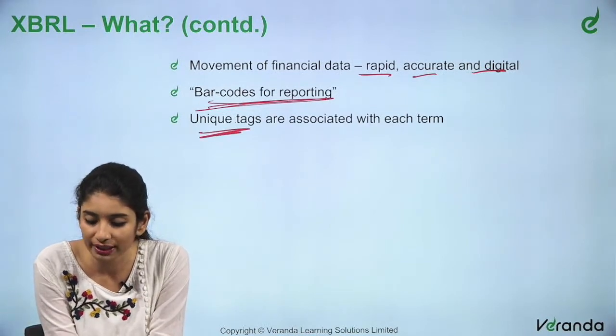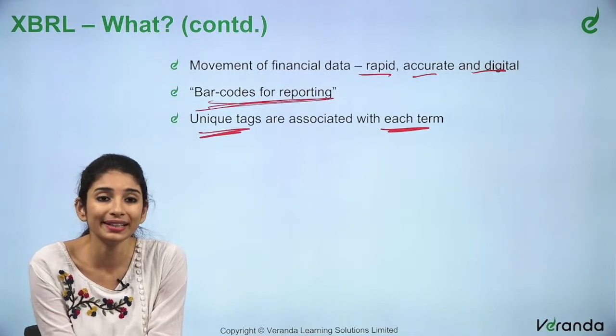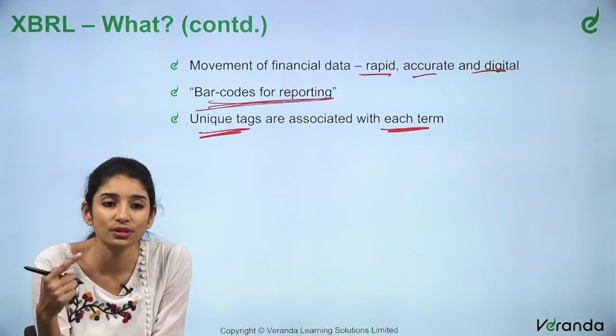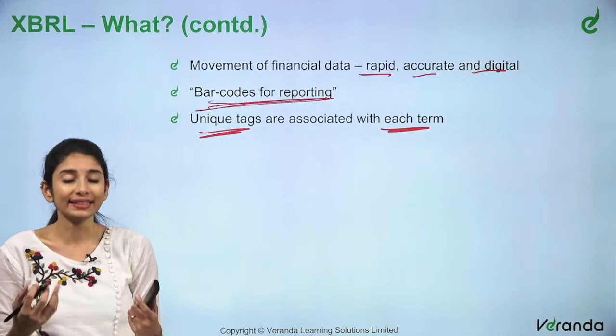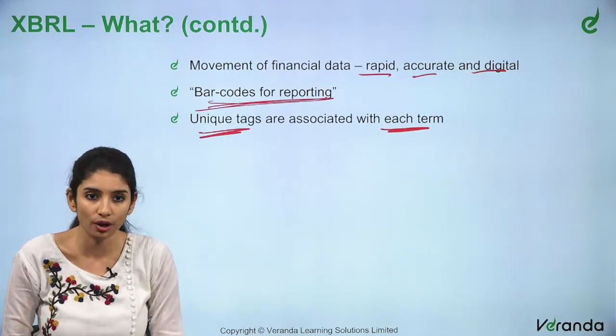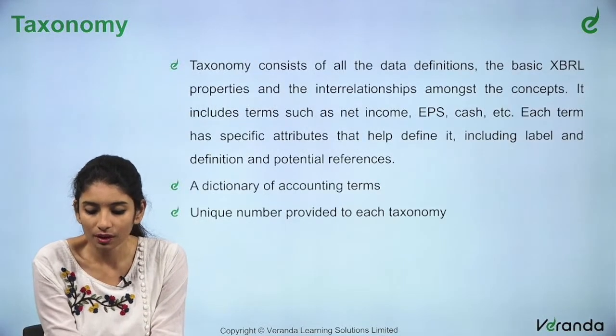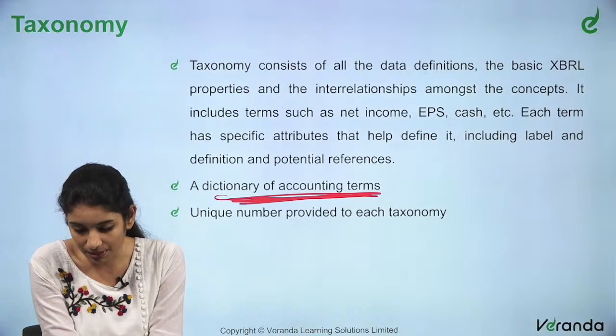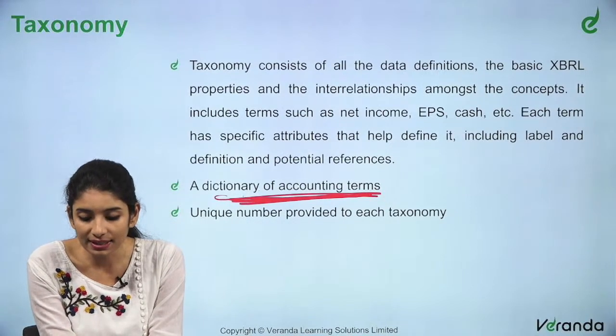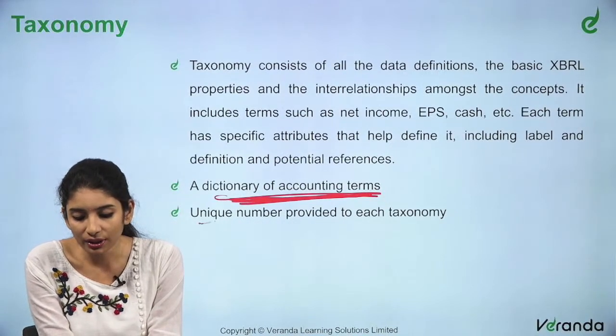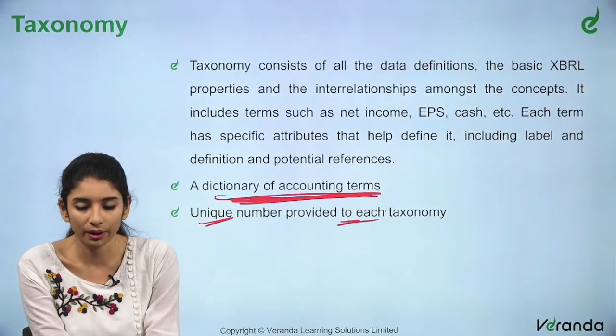Unique tags are associated with each term, like how SKUs are given for each inventory item. Clear? Now what is a taxonomy? It is a dictionary of words, a dictionary of accounting terms, like we discussed in the previous slide. A unique number is provided to each word.